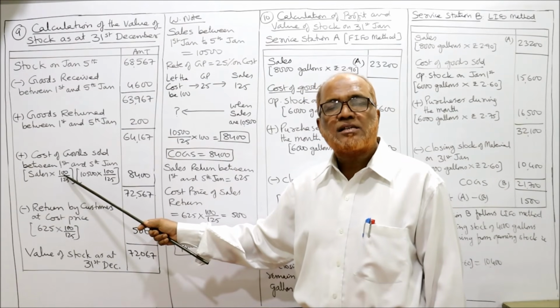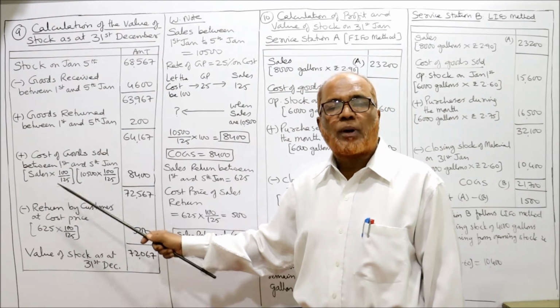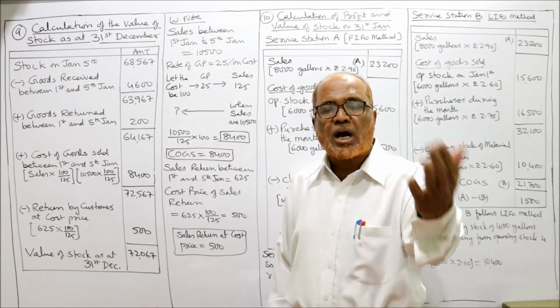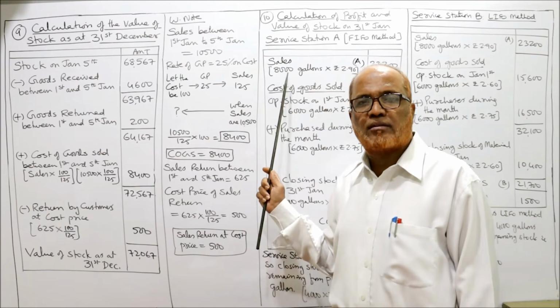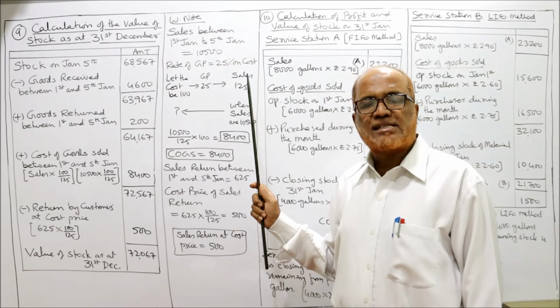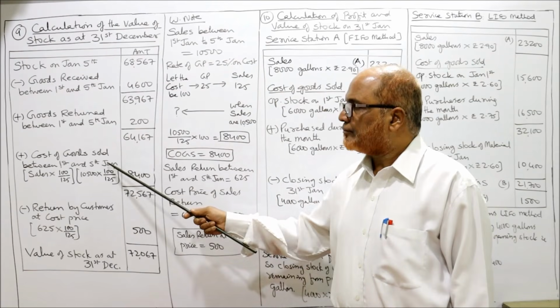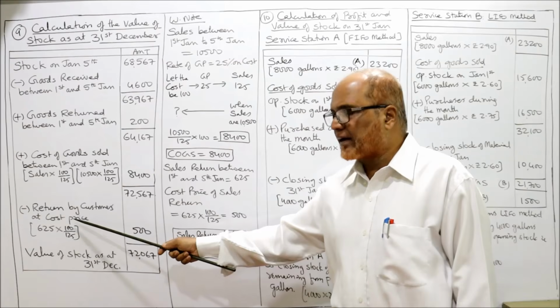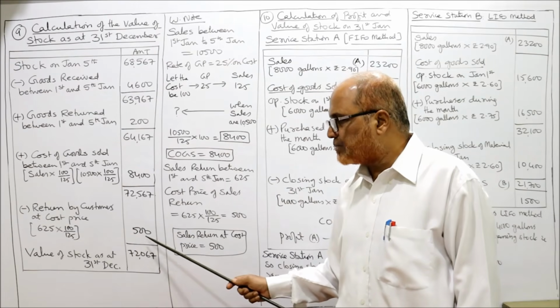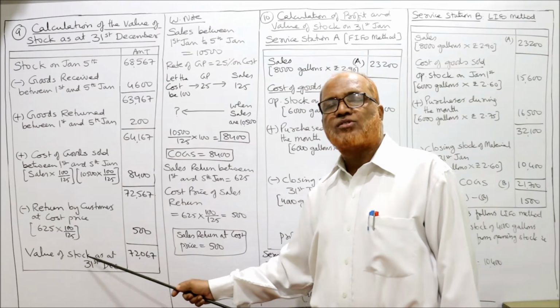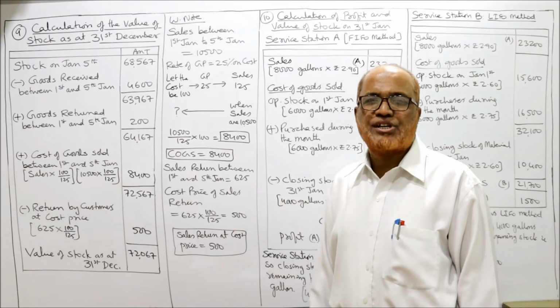Sales नहीं लेंगे, cost of goods sold लेंगे. तो प्रॉब्लम में जो सेल्स दिया है उसको कन्वर्ट कर देंगे cost of goods sold like this. We have to convert the sales into cost of sales and add up. Subtract the sales return at the cost price. Ultimately, we'll get value of stock on 31st December.